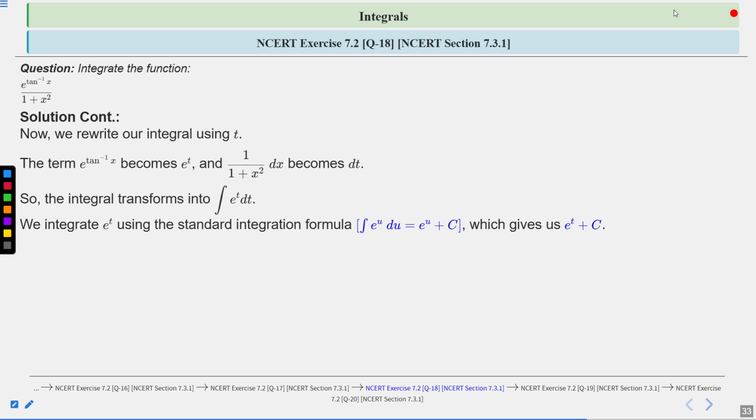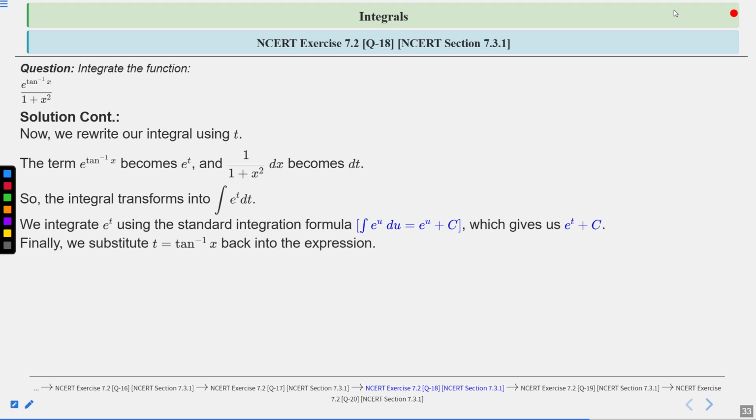Now we integrate e to the power t using the standard integration formula, which is integration of e to the power u du is equal to e to the power u plus c, which gives us e to the power t plus c.